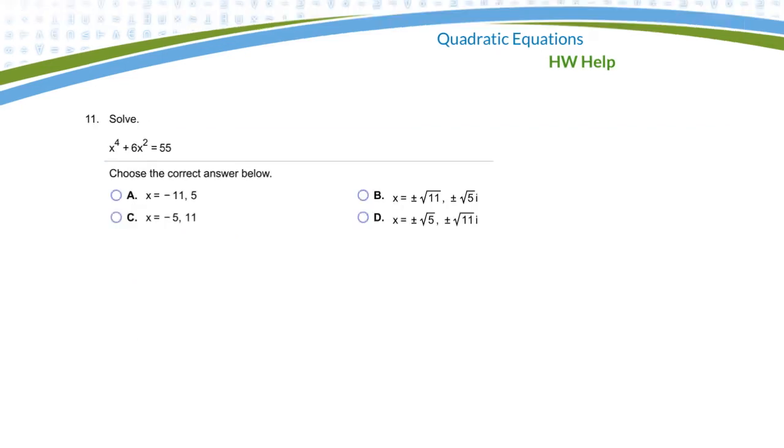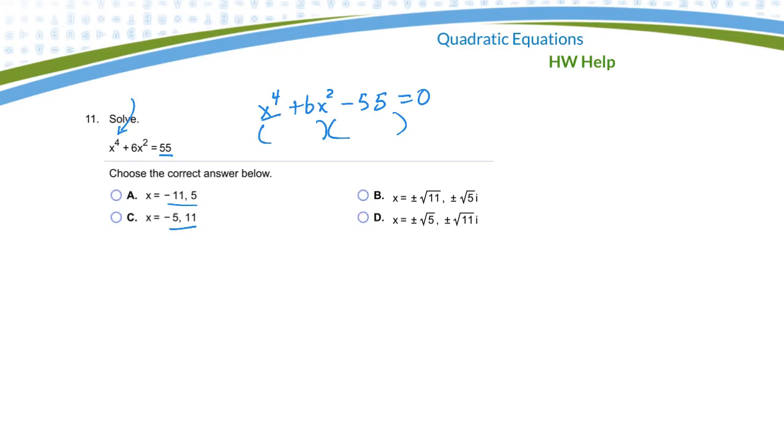Okay, next question. Solve this one. Oh, okay. So, it's an x to the 4th. Interesting. And it's not equal to 0. Let's fix that. X to the 4th plus 6x squared minus 55 is equal to 0. Okay, just looking at some of the answers down there with 11s and 5s, I'm thinking that if I factor that, that's what I'm going to get.